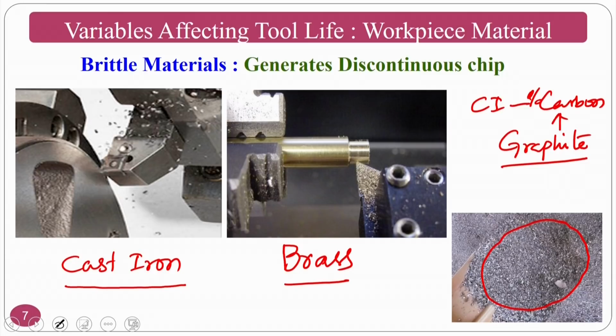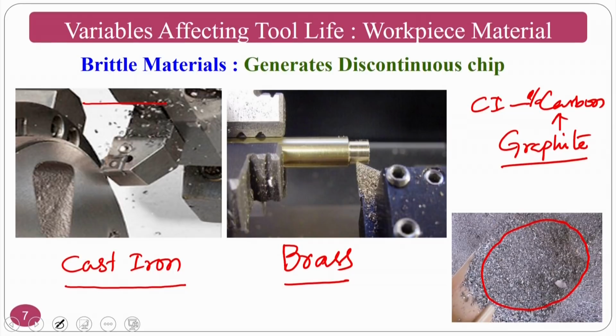Okay, graphite, if you see nowadays people talk about graphene and all those things. So the graphite acts as a self lubricant basically. Whenever you drill a hole in a cast iron, whenever you do machining, for example here, cast iron is machined here, no cutting fluid is used, because the carbon content, which is in the form of graphite in the cast iron, will act as a self lubricant.